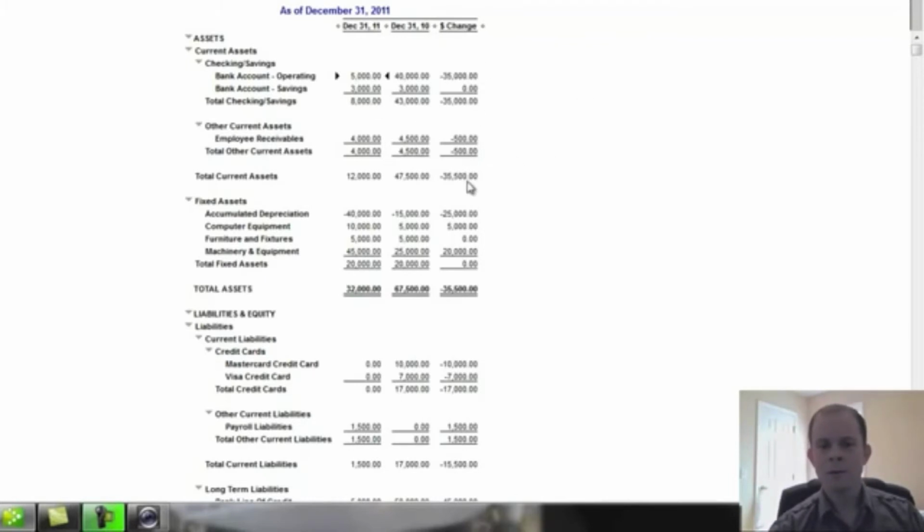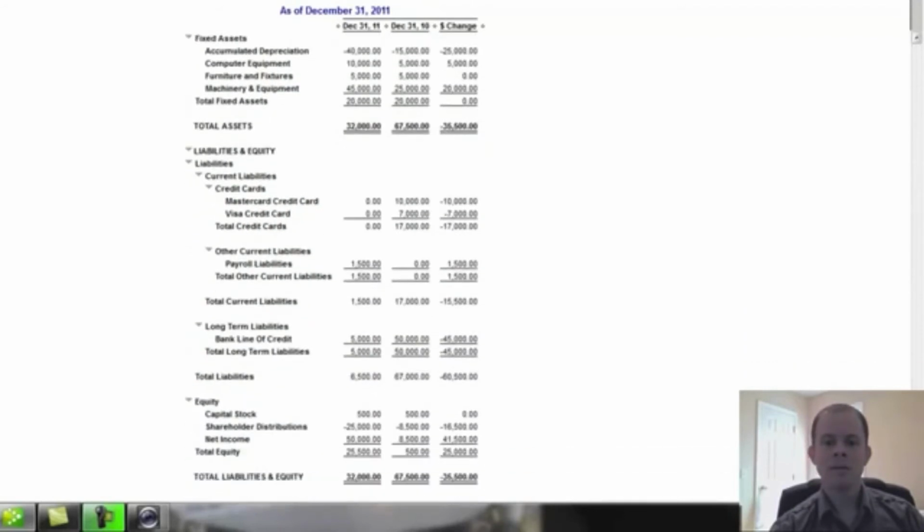So if you go down this report, you can see that they purchased $25,000 of equipment: $20,000 of machinery and equipment, and $5,000 of computer equipment. Well, this is not really the factor because it's being offset by depreciation, so it's kind of washing out. But they collected $500 of their employee receivables. They took it out of their pay. Here's where the bigger picture is coming in.